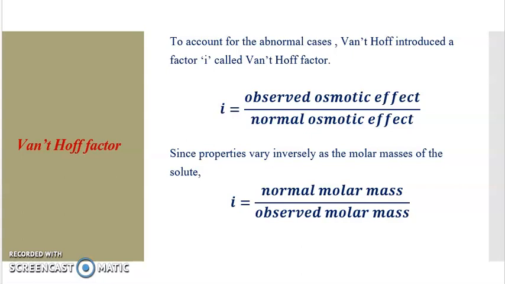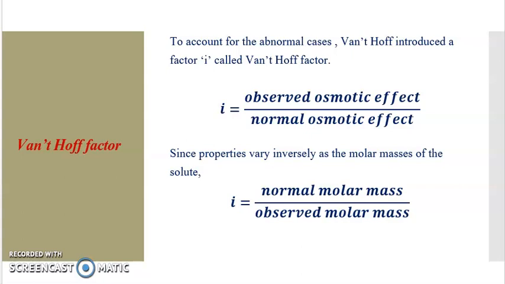It is called the Van't Hoff factor, where i equals observed osmotic effect divided by normal osmotic effect. Osmotic effect means the colligative property. It may be osmotic pressure, elevation in boiling point, depression in freezing point, or relative lowering of vapor pressure. So these four colligative properties can generally be represented as osmotic effect. So the Van't Hoff factor i is equal to observed osmotic effect divided by normal osmotic effect.